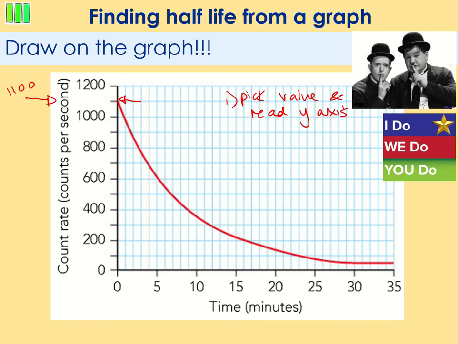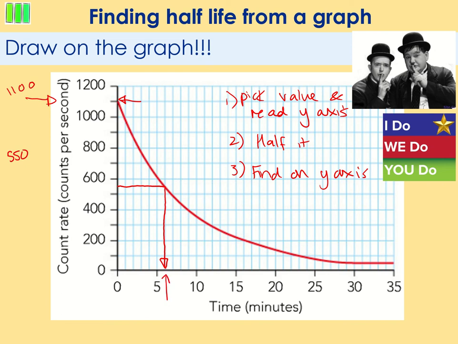The next thing I need to do is half that. So 1100 divided by 2 is 550, and I need to find that on the y-axis, draw across, so 550 is here, draw across to the curve, and then I need to read off what time did that take, at what time. Okay, so then I'm going to draw downwards to there, and this value here is the half-life.